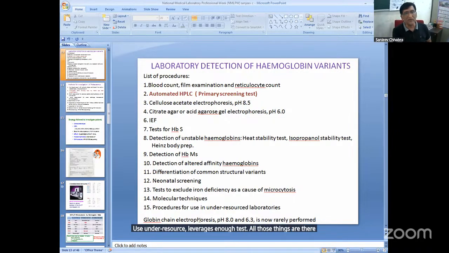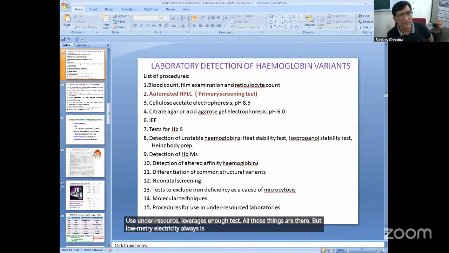But globin electrophoresis is now rarely used. It is a very complicated procedure and is not being used now. It has been outdated these days.